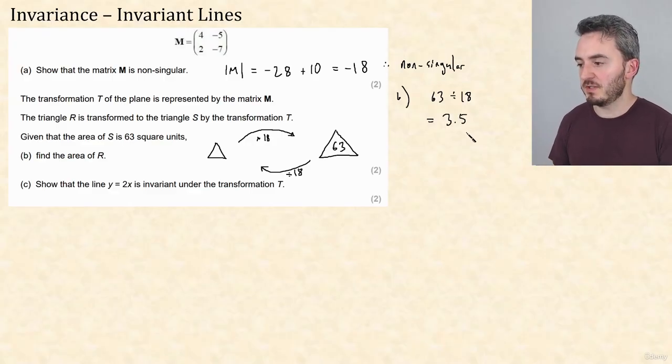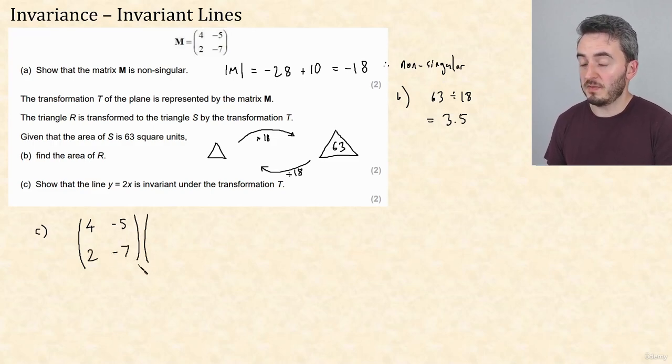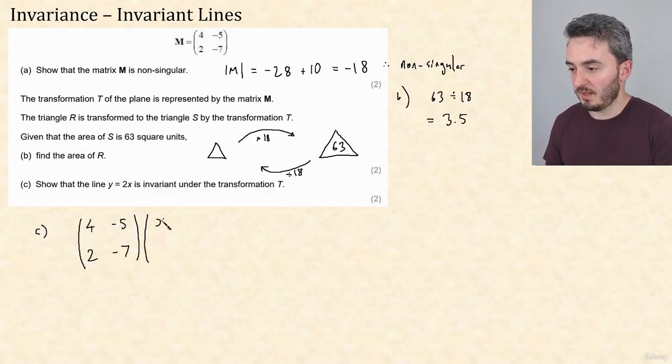Okay, now on to the invariance bit. Show that the line y equals 2x is invariant under the transformation T. So showing it this way around is actually a little bit easier. What we need to do is show that if we apply this to a point on the line y equals 2x, we still have a point on the line y equals 2x. Now, how do we pick an arbitrary point on the line y equals 2x? Well, it's any point with an x coordinate of x and a y coordinate of 2x.